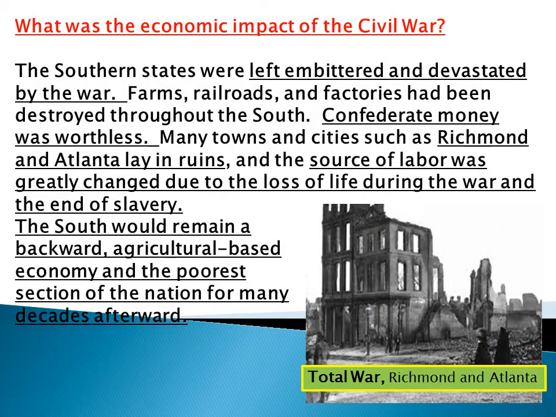The Southern states were left embittered and devastated by the war, particularly Richmond and Atlanta, which were burned by either Grant or Sherman. Farms, railroads, and factories were destroyed throughout the South. Confederate money was worthless. Richmond, Atlanta lay in ruins, and the source of labor was greatly changed due to the loss of life during the war and the end of slavery with the 13th Amendment. The South would remain backward and agricultural based and a poor section of the nation for decades to come.